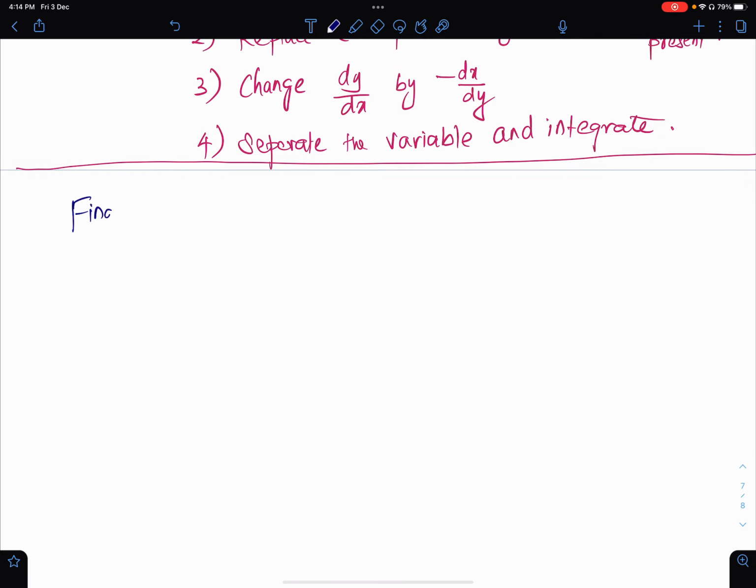So find how many questions I have. 1, 2, 3, 4, 5 questions I have. I will do all the questions because we have only standard types of question. So I will do all the questions so that you will get the clear idea.